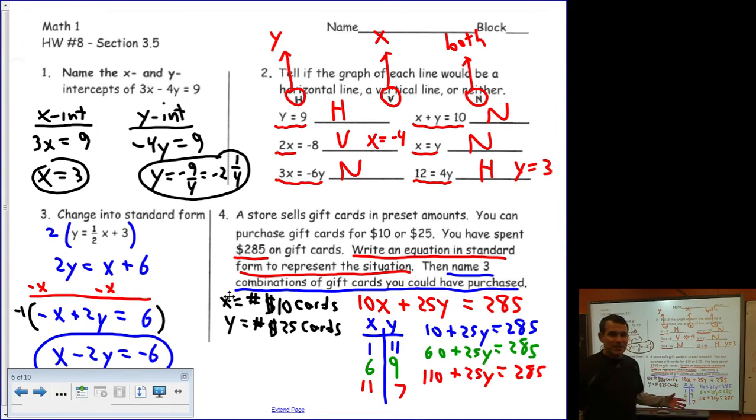Those are 3 possible combinations. There are others. That's just my 3 examples.